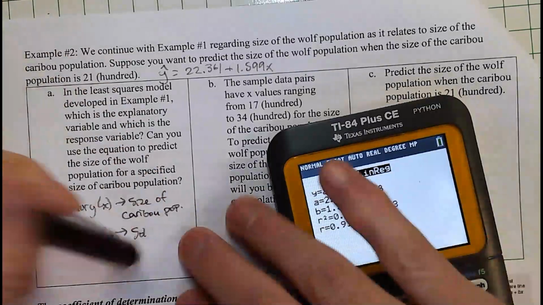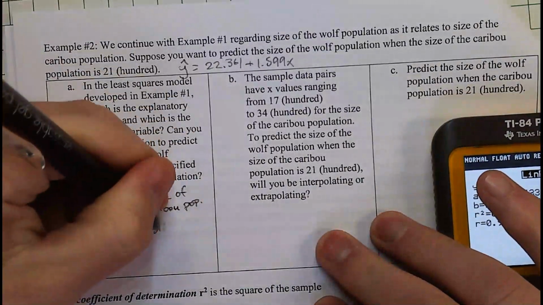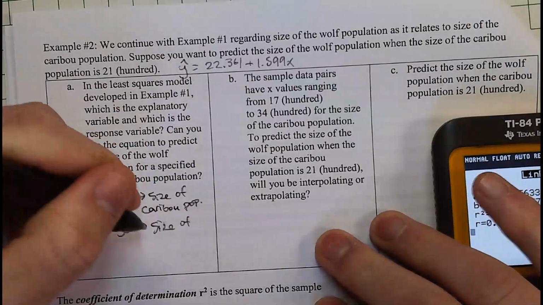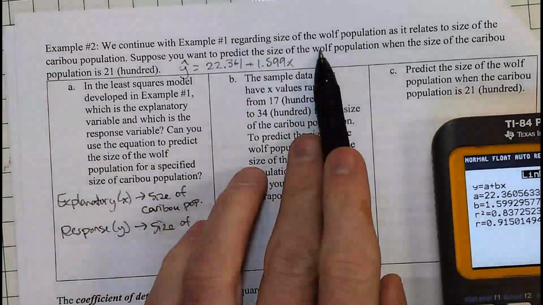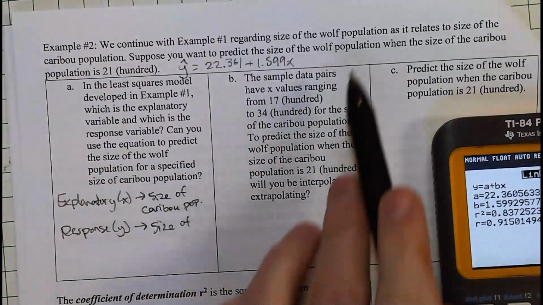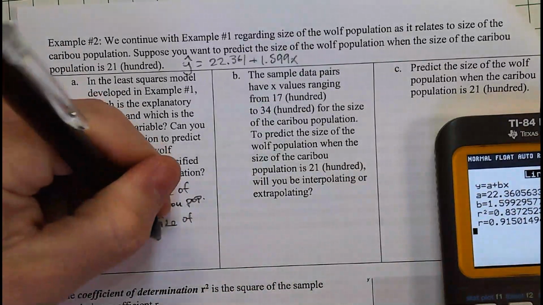If you want me to go back, I can go back and show you real quickly. Whatever you're trying to predict is your y. We're going to predict the size of the wolf. So whatever you're trying to predict is your y, and then from, that'd be your x, the explanatory variable.